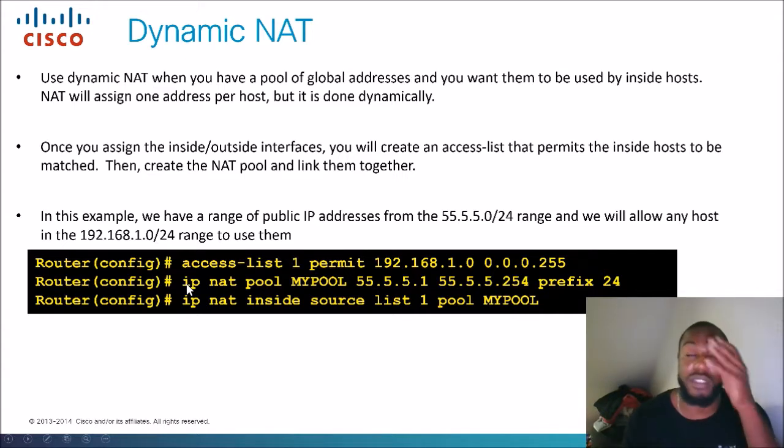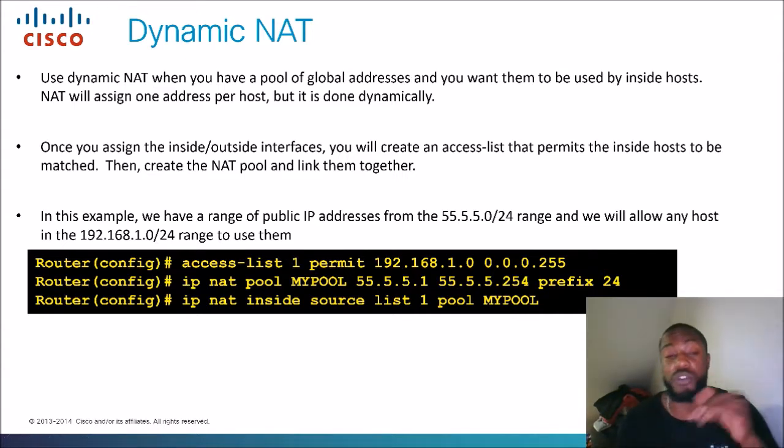Remember the same thing with all NAT statements. We start with IP NAT. So IP NAT pool, and you name the pool, and then the range of addresses you're going to use. You put the low address, the high address, and then the prefix, which I believe is 24. I guess that's the wildcard mask. I mean the subnet mask. I believe that's a subnet mask.